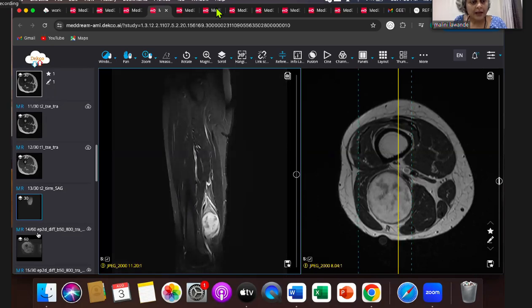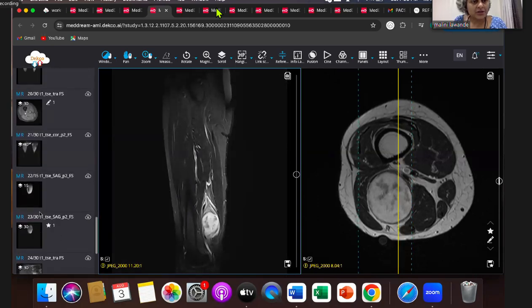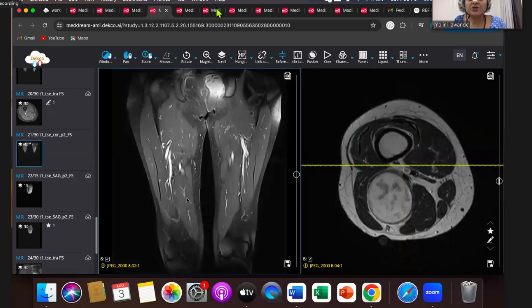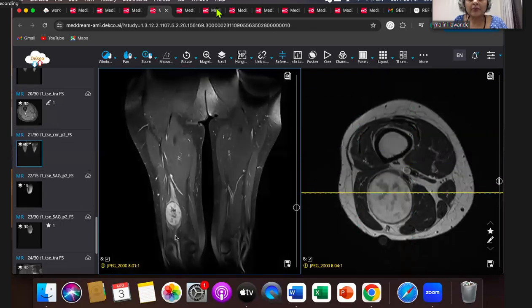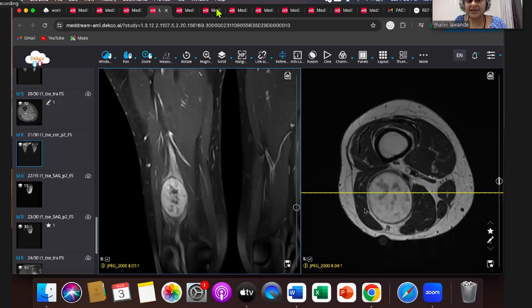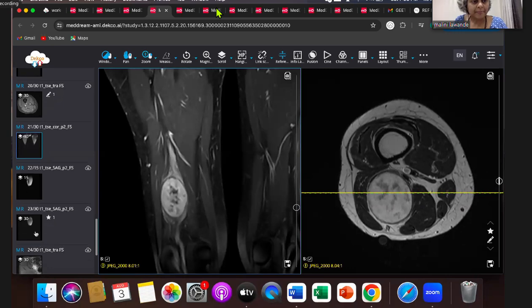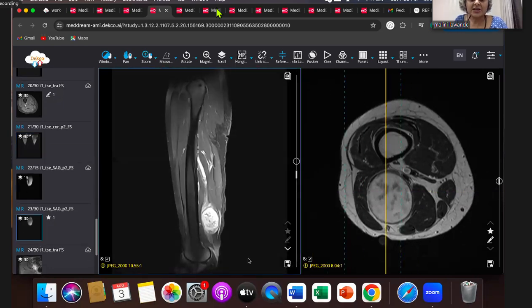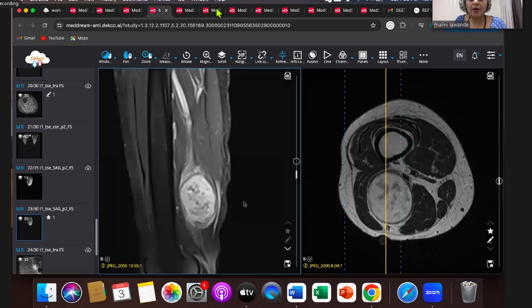Now, coming to the other question. Let's look at the contrast. Invariably, these will show quite solid enhancement. See, the central dark area which is here is not enhancing, but the rest of the lesion is enhancing. You can see the nerve here. So this is a nerve sheath tumor. Now, can we distinguish neurofibroma and schwannoma? Not always.